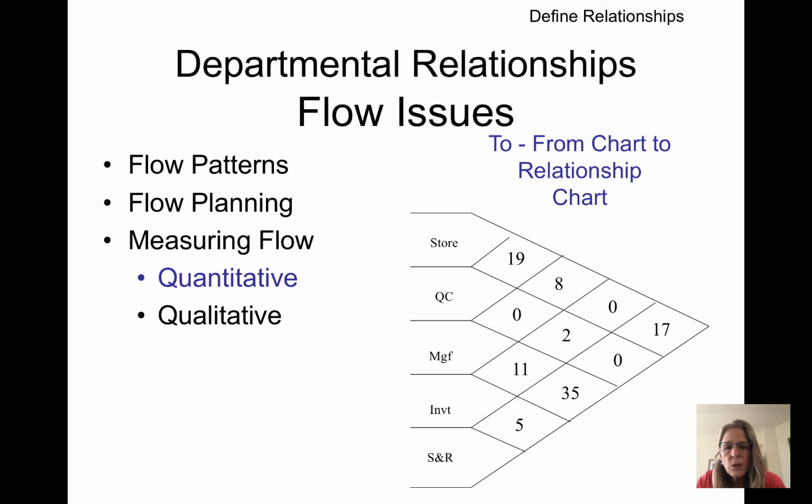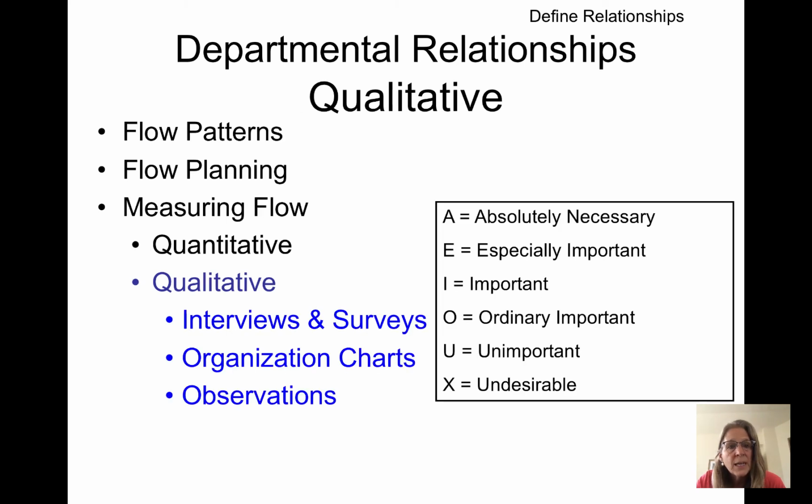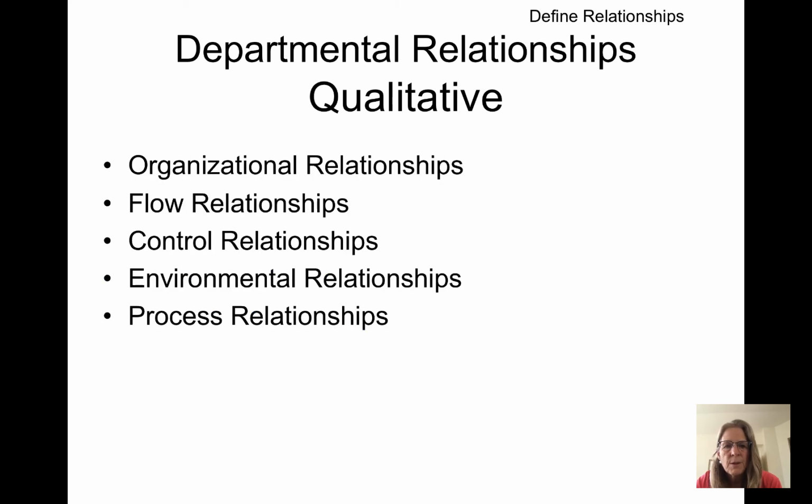So what we then can do is look more qualitatively at, do we have the right relationships? We have sort of a quantitative, but do we have relationships in a qualitative sense? And this we would gather through interviews and surveys. We would look at the organization chart. We could even look at observations. And then we actually developed this AEIOU-X kind of orientation that indicates how important it is for various departments to be next to each other.